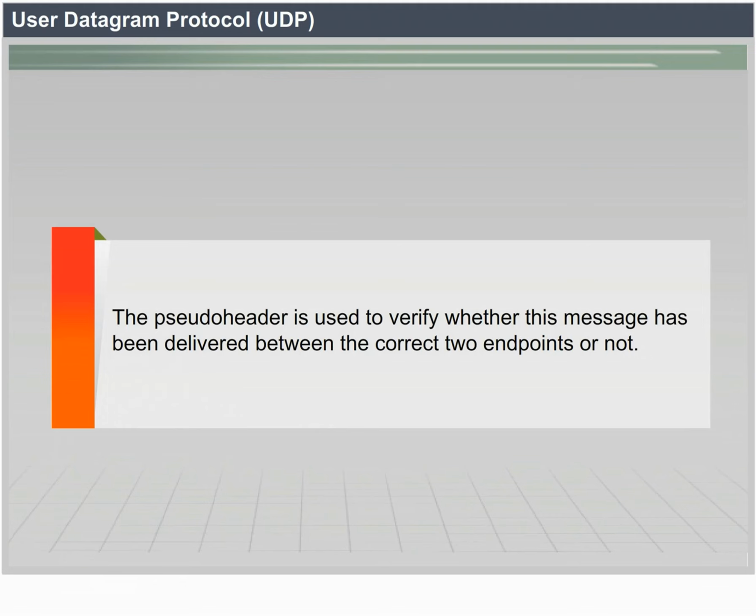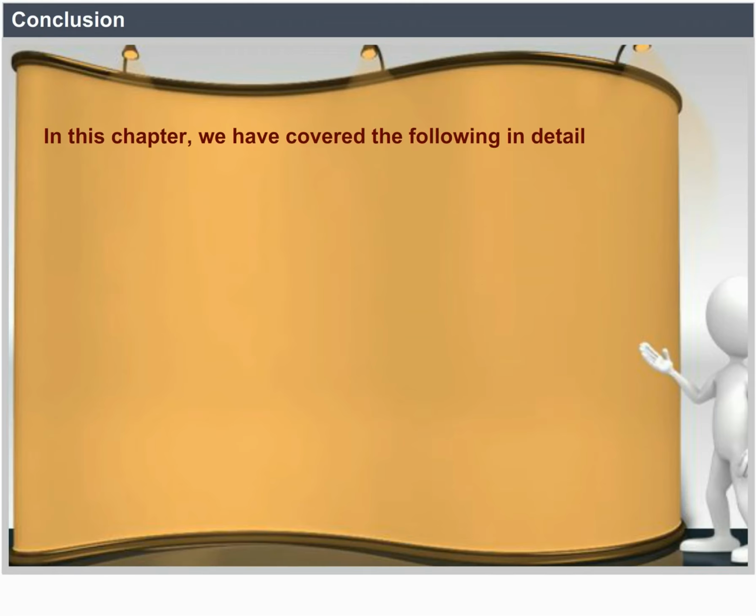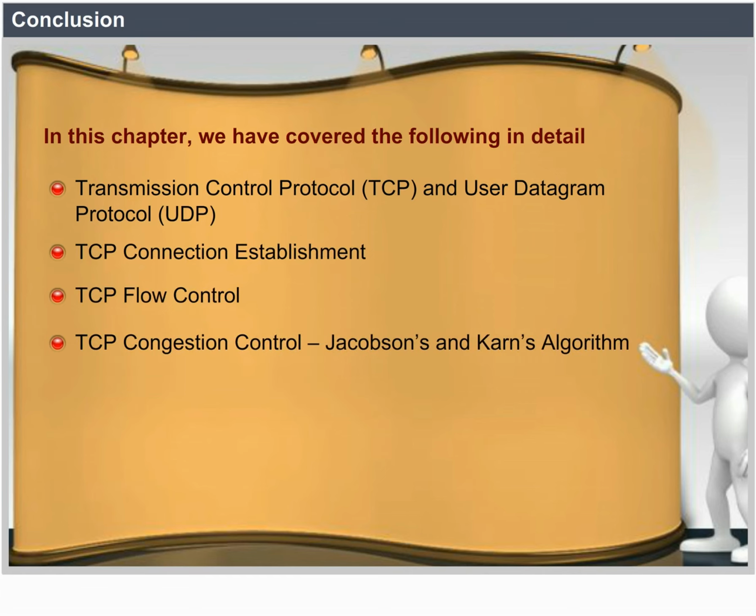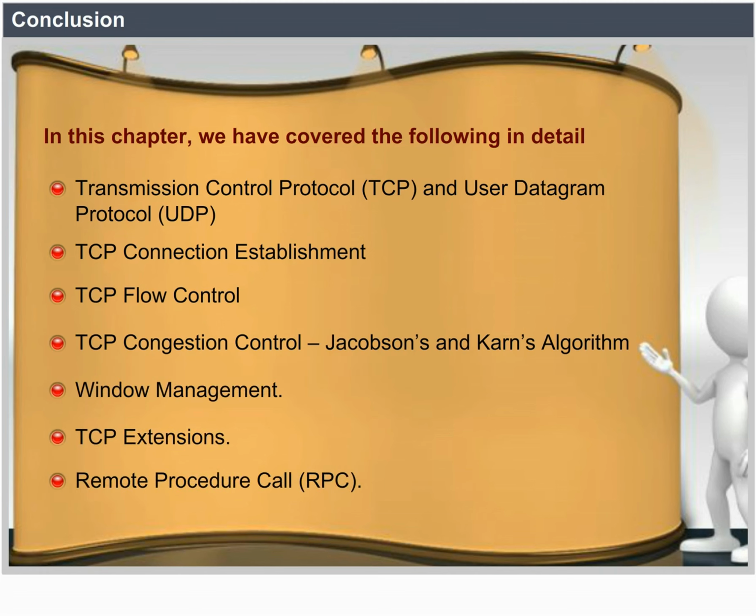Conclusion. In this chapter, we have covered the following in detail: Transmission Control Protocol (TCP) and User Datagram Protocol (UDP), TCP Connection Establishment, TCP Flow Control, TCP Congestion Control, Jacobson's and Karn's algorithm, Window Management, TCP Extensions, Remote Procedure Call (RPC), Bulk Transfer, BLAST.